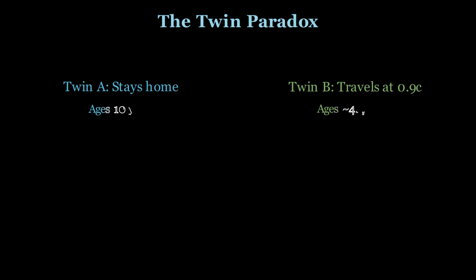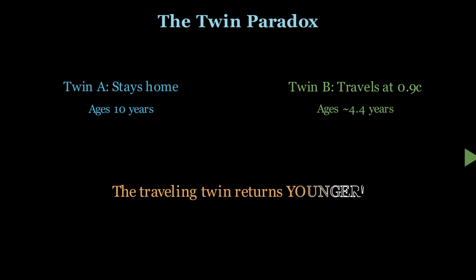And then there's the famous twin paradox. If one twin travels in a spaceship near light speed for a journey, when they return, they'll be younger than their sibling who stayed home. This isn't science fiction. It's a real consequence of Einstein's physics. The traveling twin literally experiences less time.